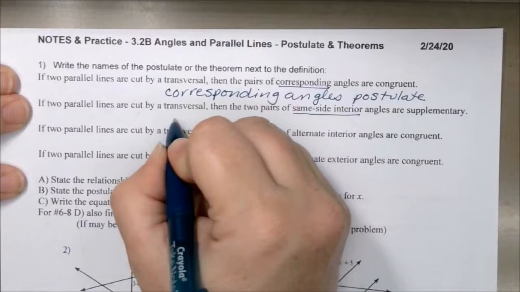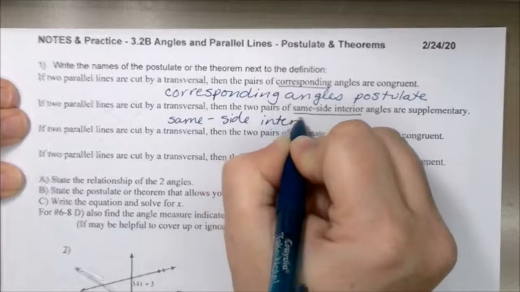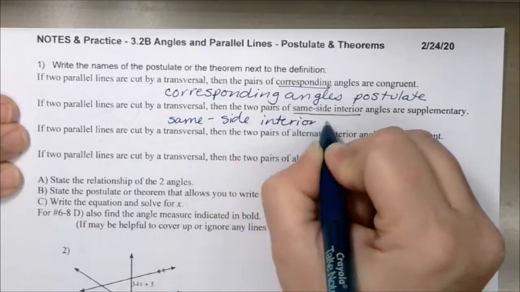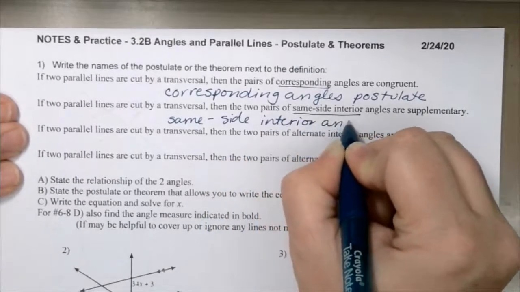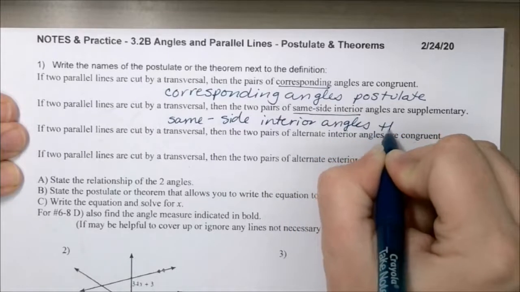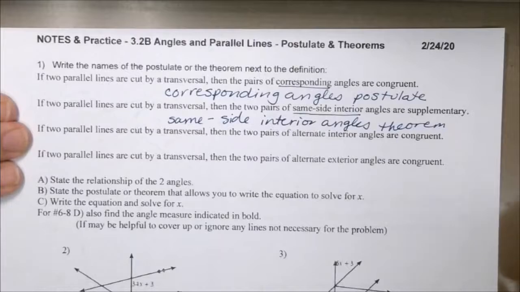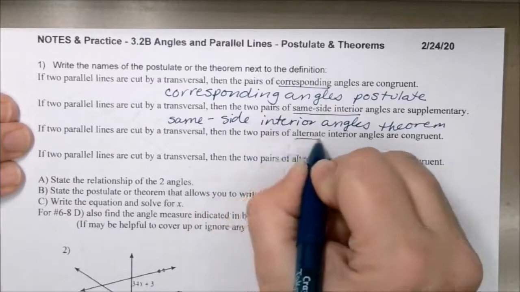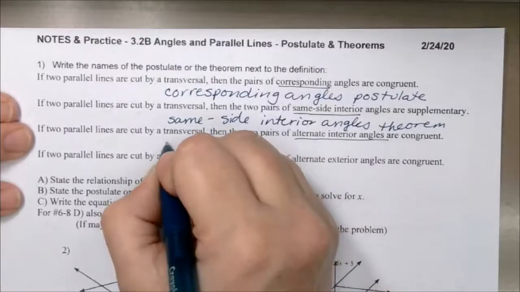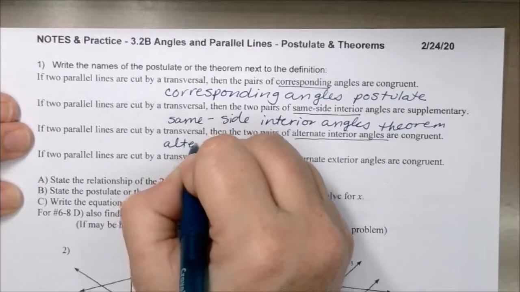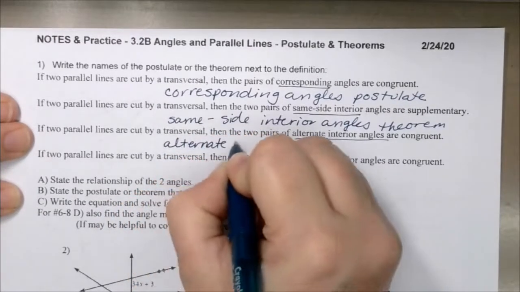If parallel lines are cut by a transversal, then two pairs of interior angles are congruent. That's the alternate interior angles. And if two parallel lines are cut by a transversal, then two pairs of alternate exterior angles are congruent.